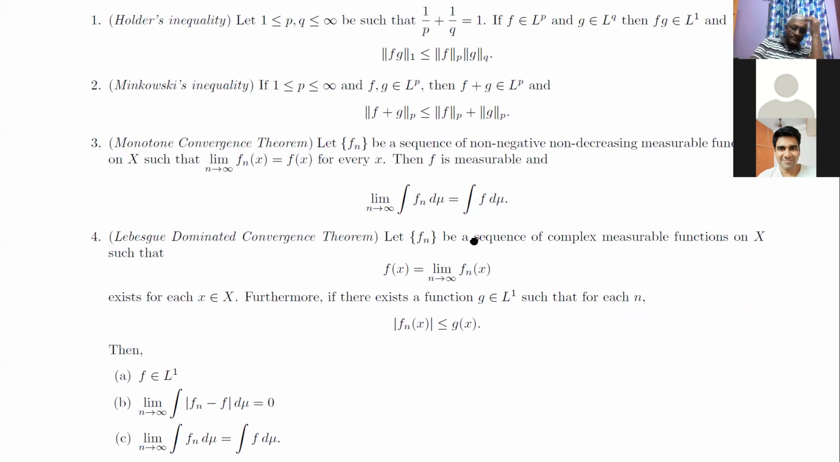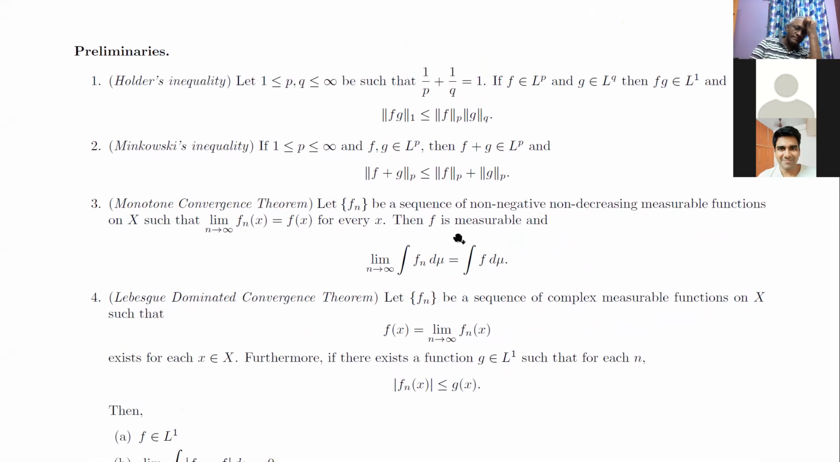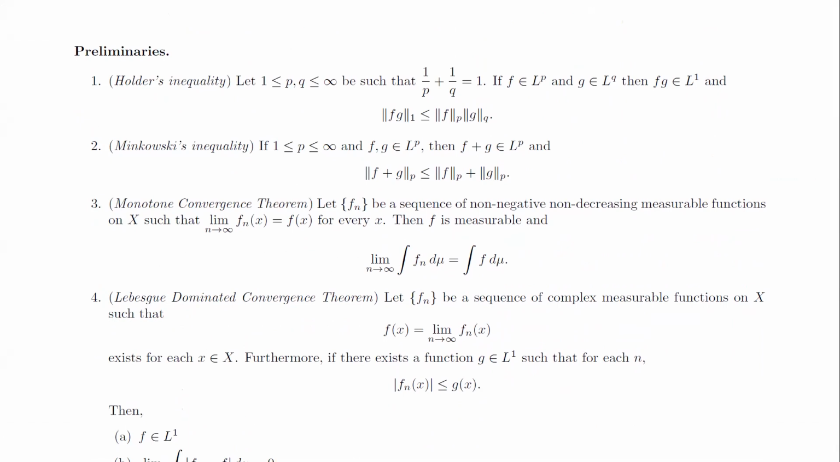The first preliminary I'll be using is Holder's inequality, which states that if p and q are real numbers greater than or equal to 1, satisfying 1/p + 1/q = 1, so in some sense p and q are conjugates, and if f is in L^p and g is in L^q, then fg is in L^1, and the L^1 norm of fg is less than or equal to the p-th norm of f times the q-th norm of g. So this is Holder's inequality.